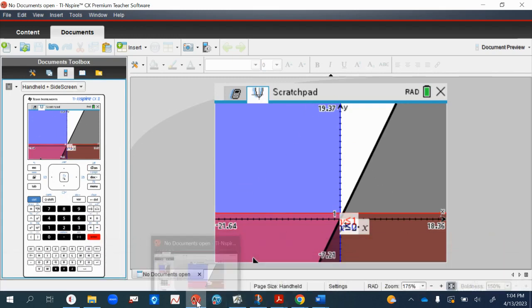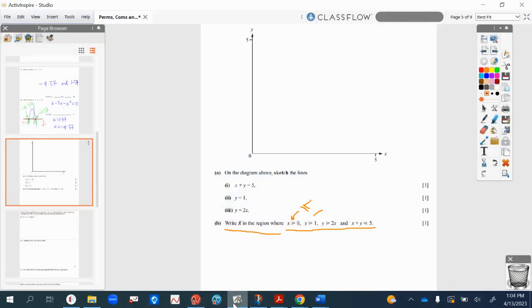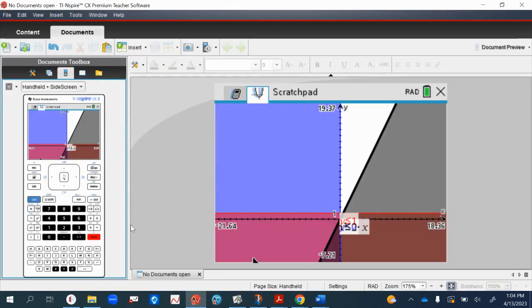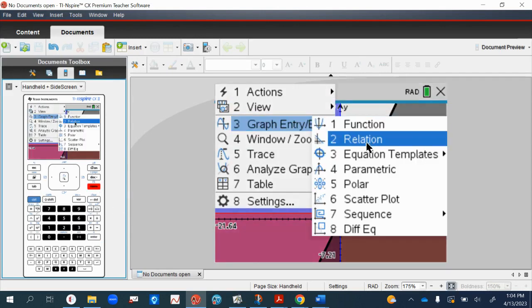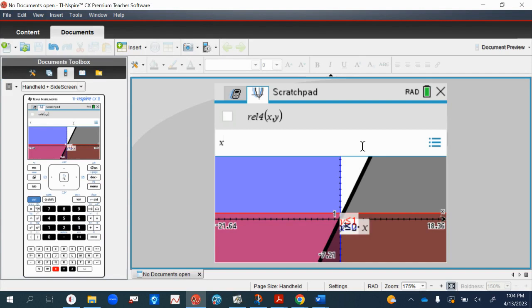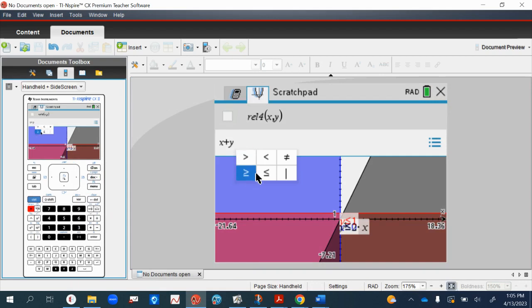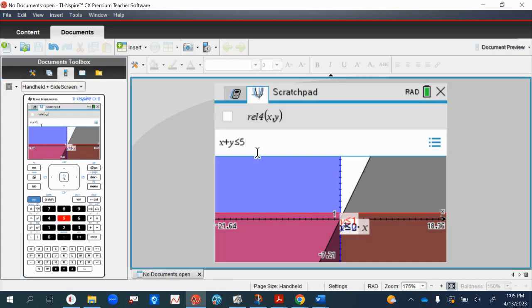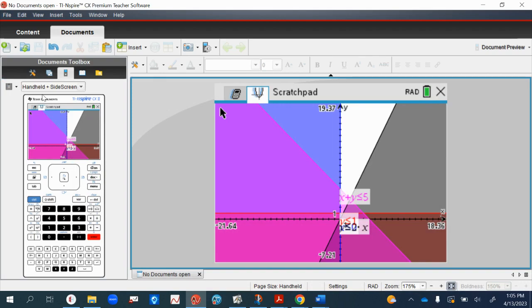Now, last one. One more to go, so let's have a little look at the last one. It's x plus y is less than or equal to 5. So again, if we invert the symbol, instead of less than, it's going to be greater than or equal to. So let's try that. So x plus y is, sorry, I've forgotten it, I'm so sorry, less than or equal to 5. So go back into here. So less than or equal to 5. And then click enter. And there we go.